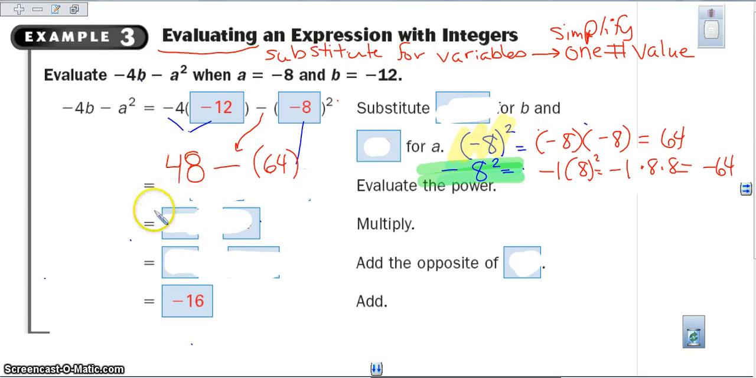But from yesterday's assignment for subtraction, we're going to kind of ignore these rules back here. 48, we're going to rewrite it as 48 plus a negative 64. Signs are opposite. We subtract and our solution is negative 16.